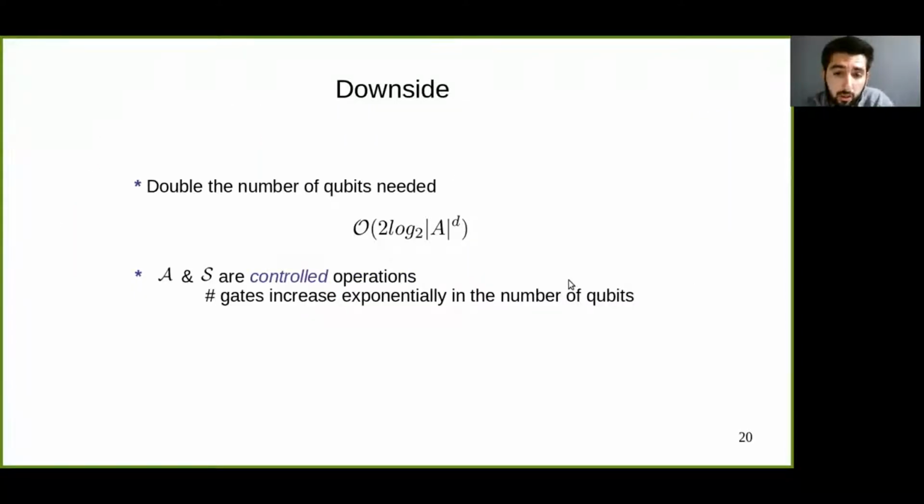Now, there are downsides, of course. So, the first downside is that we need to double the number of qubits needed compared to the first quantum approach. And the second one is that the quantum operators A and S are controlled operations. And so this means that the number of gates will increase exponentially in the number of qubits, and this could lead to poor performance, at least in the current state of the art of quantum computers.